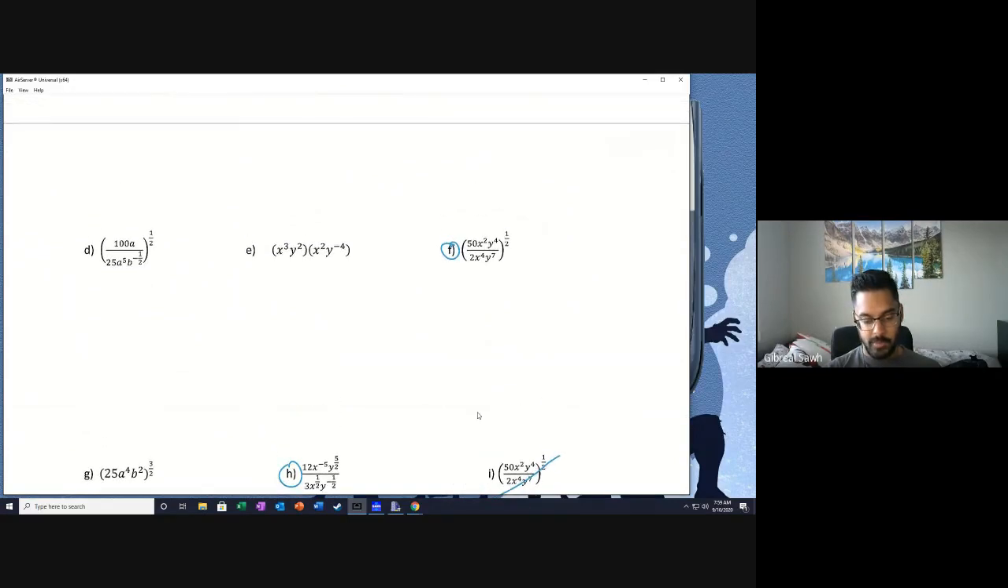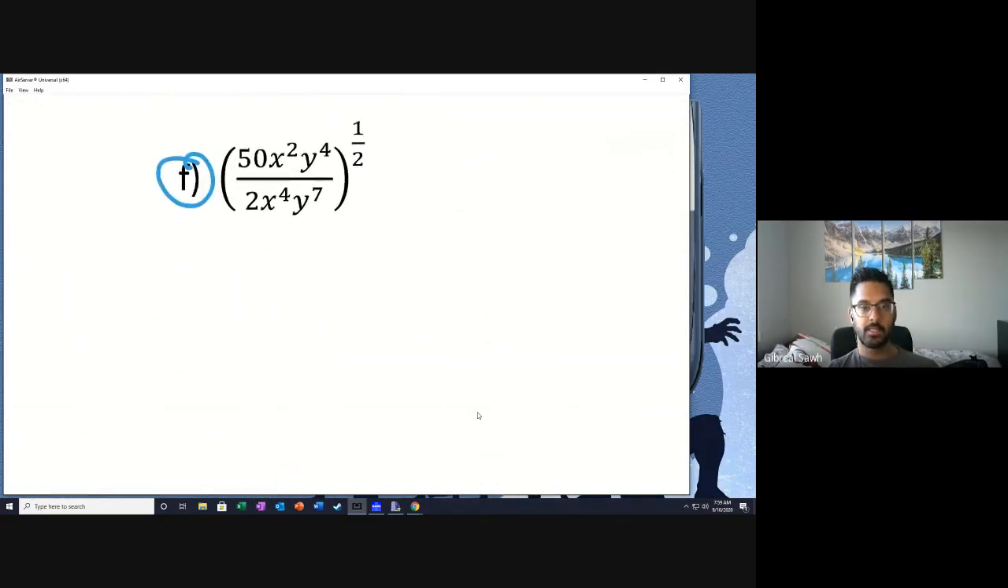On to, I believe F is the one that comes next. Now again, this looks a little bit worse because I've got that exponent on the outside. It is a rational number, a whole bunch of stuff inside. But again, I am going to simplify inside that set of brackets first. So deal with the coefficients first. 50 can be divided by 2 to get 25. Okay, x squared on top, x to the power of 4 on the bottom. That gives us an x to the power -2. On the basis of y's, you are going to get a -3 as that exponent. And on the outside, still that power of 1/2.